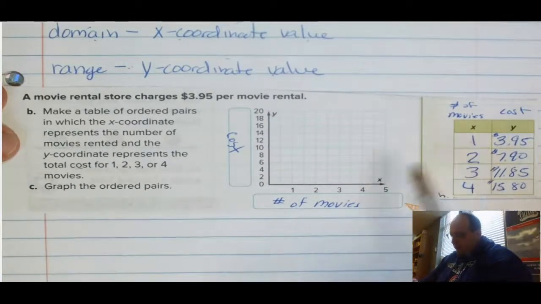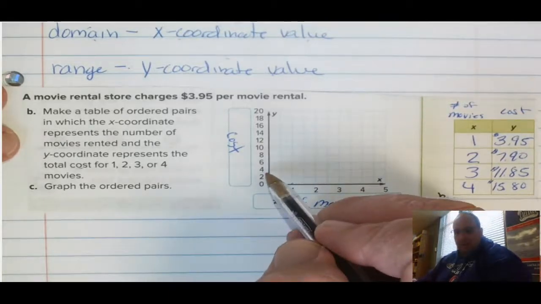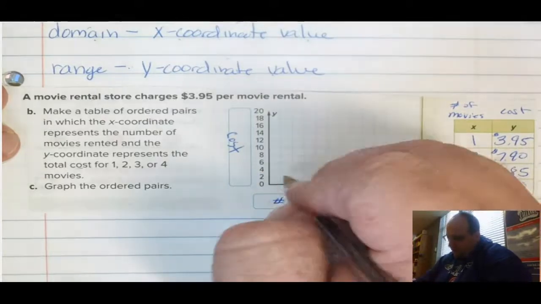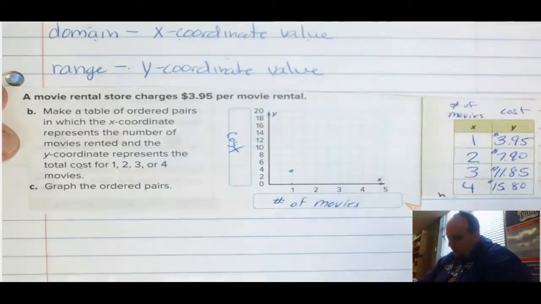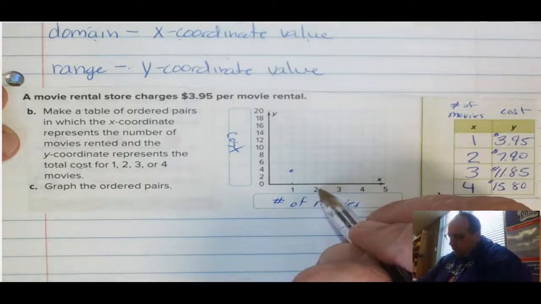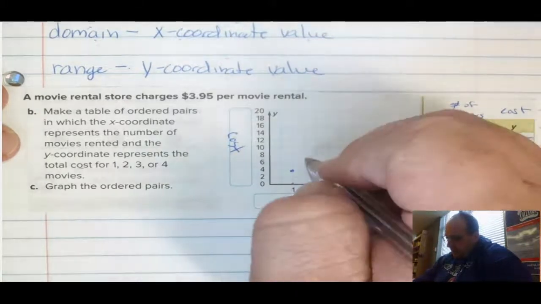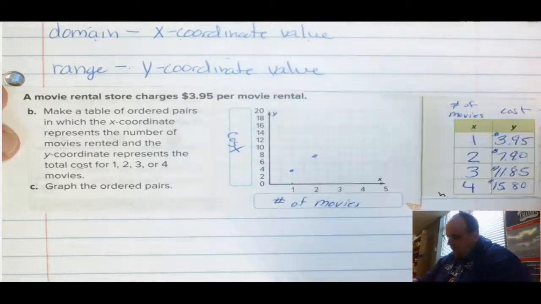I'm going to go where x is 1 and y is 3.95. Now, notice these count by 2s, and so I don't have a 3.95, but I do know that 3.95 is just a little less than 4. So I'm going to put it just below the 4. Okay. I'm going to go to where x is 2 and y is 7.90. Again, I know that 7.90 is just a little bit less than $8, and I'm going to put it just below the $8 one.